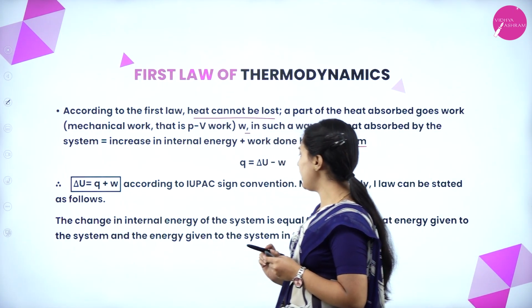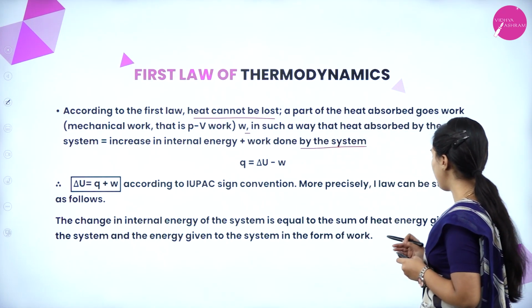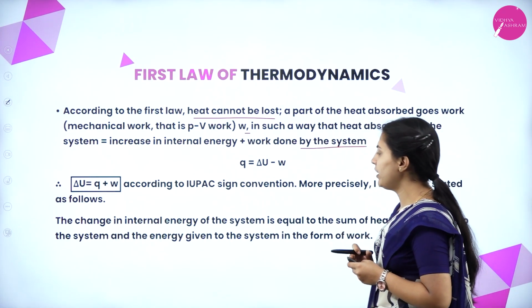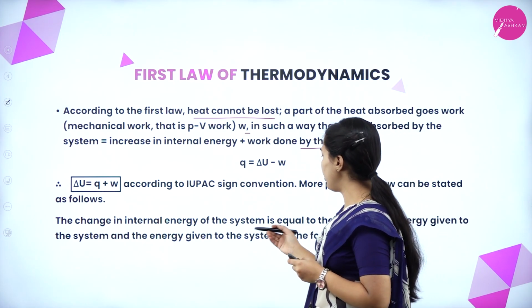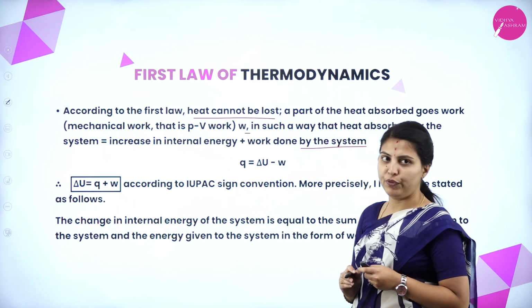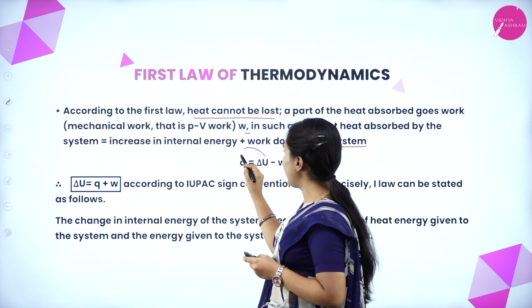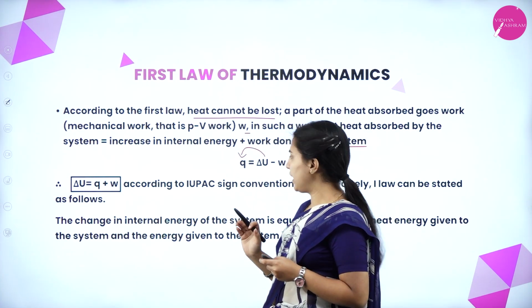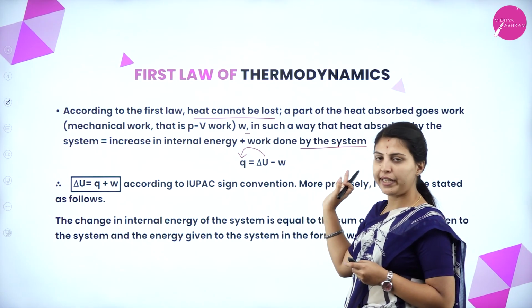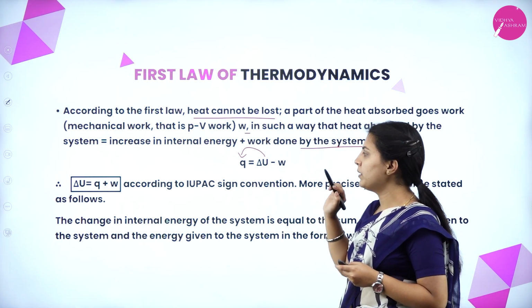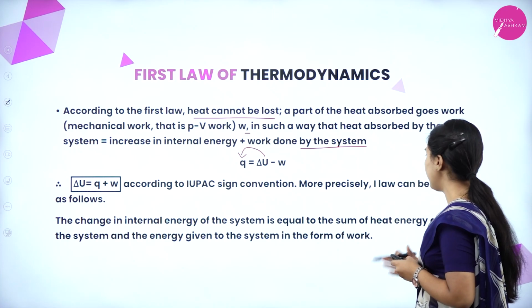More precisely, the first law can be stated as follows: the change in internal energy of the system is equal to the sum of the heat energy given to the system and the energy given to the system in the form of work. This is the overall sign convention. If we take delta U to the left hand side, this W will become plus on the right hand side.